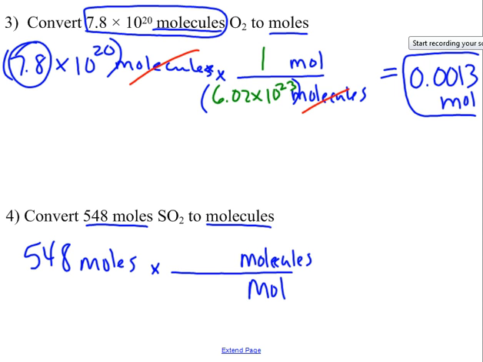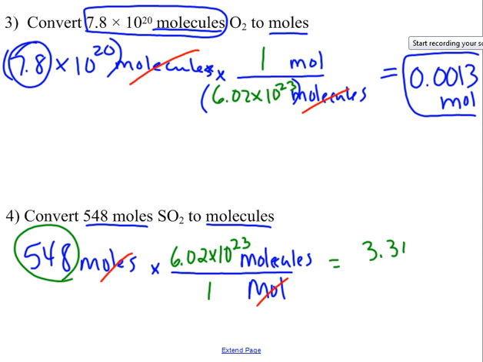The equivalent statements are always 1 mole is equal to something. So 1 mole is equal to 6.02 times 10 to the 23. Moles will cancel, and you'll get in your calculator an answer that we're going to make sure has 3 significant figures. Should work out to 3.30 times 10 to the 26 molecules.